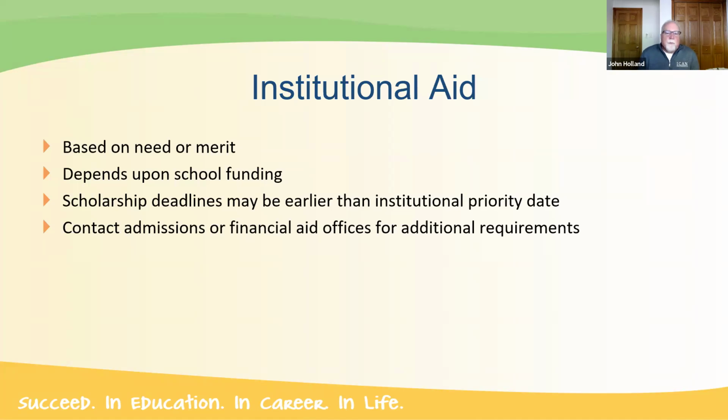So, remember that priority application date that I mentioned for the FAFSA? Sometimes colleges have a scholarship application and maybe it's due on that priority application date, or maybe it's due before that. So again, check with the college about those deadline dates and whether there are any additional forms that you need to complete. Usually the admissions representatives are pretty good. I think the colleges are pretty good about letting the students know about these applications.